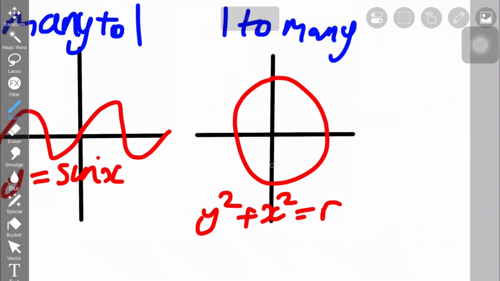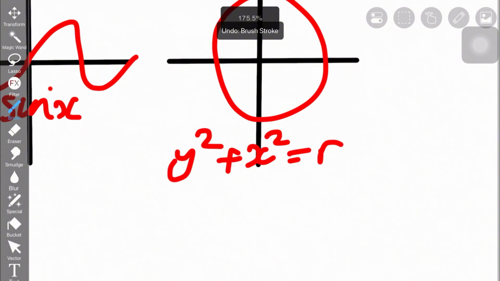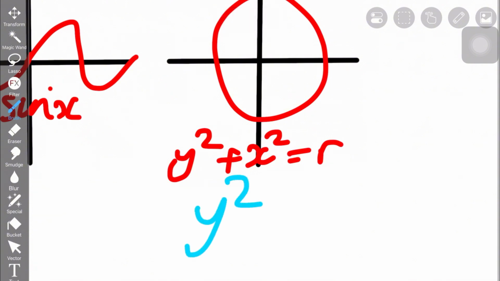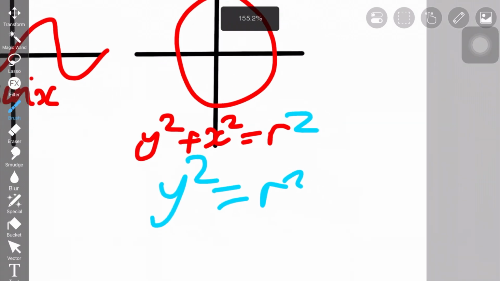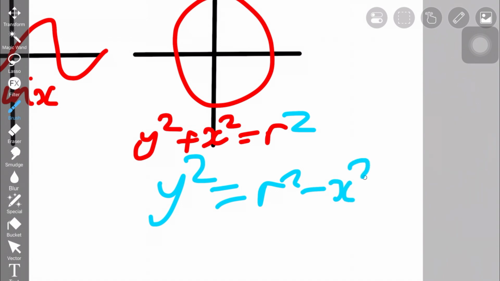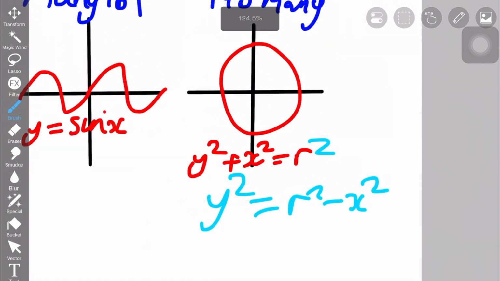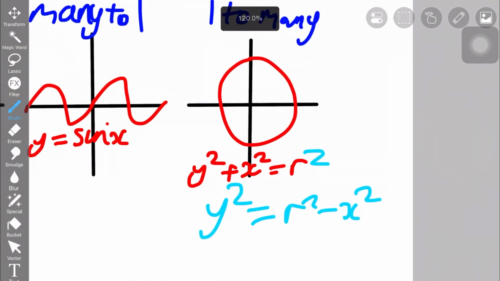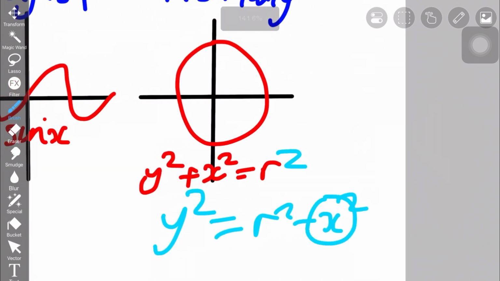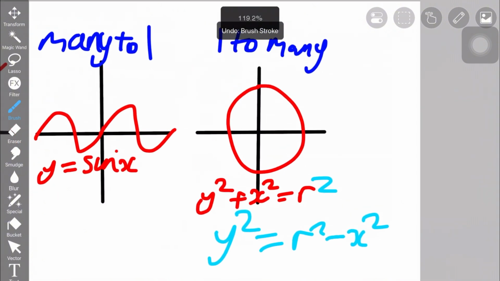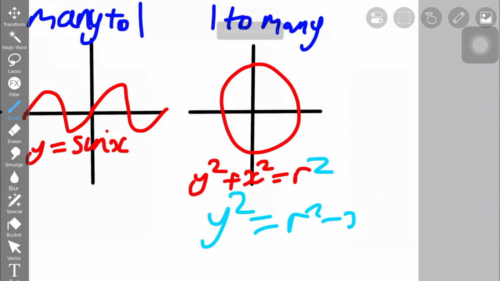Now, if we're looking at y squared plus x squared, we might want to rearrange this and say y squared equals r squared minus x squared. And in that case, we've technically got 2 inputs here, but it's also 2 outputs. You don't really need to think about this at A level or GCSE, so don't really worry about it. It gets really complicated.